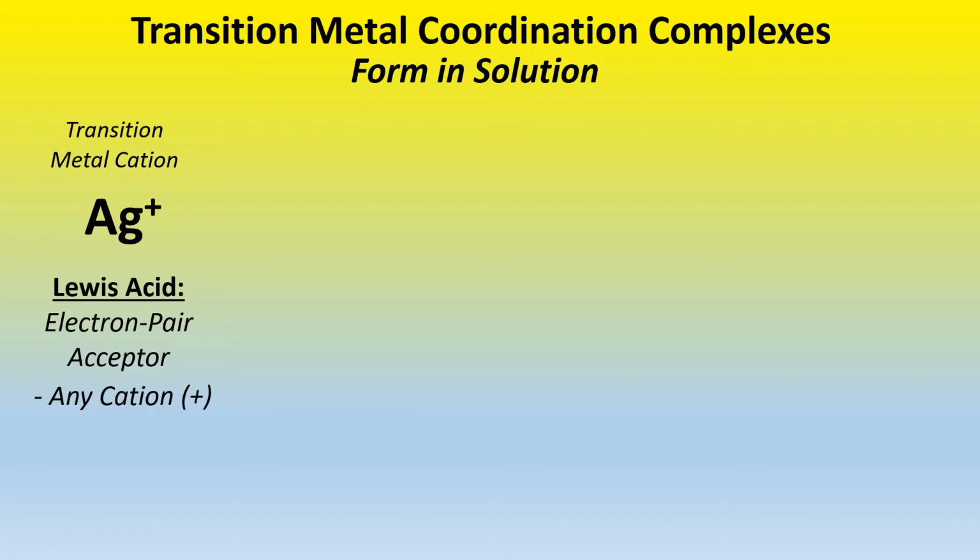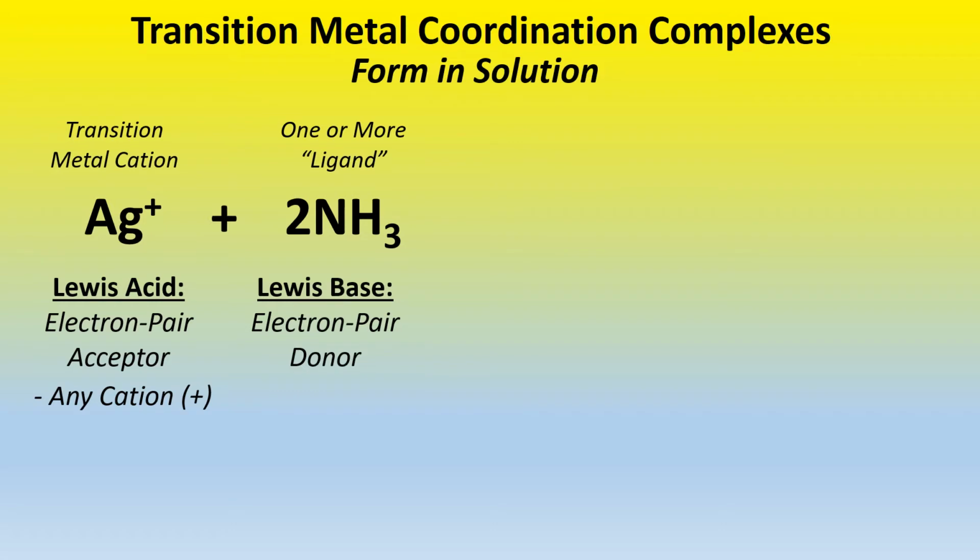In the solution, this Lewis acid is added to one or more species known as ligands. In this case, the silver ion is added to 2 ammonias. The ammonia, not surprisingly, is a base, and in a new definition, it is a Lewis base, which is an electron pair donor.